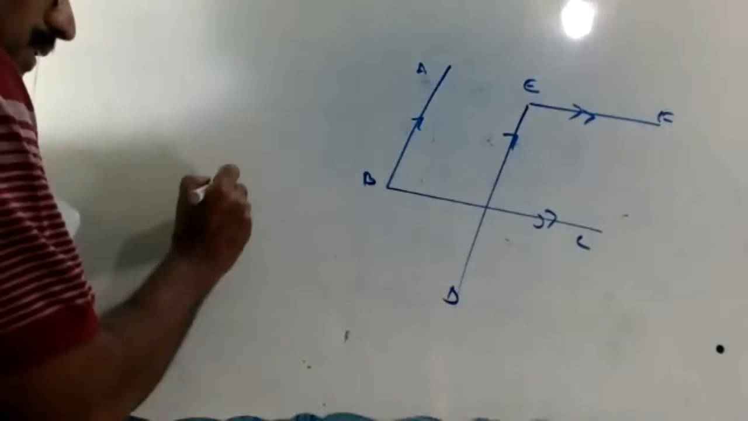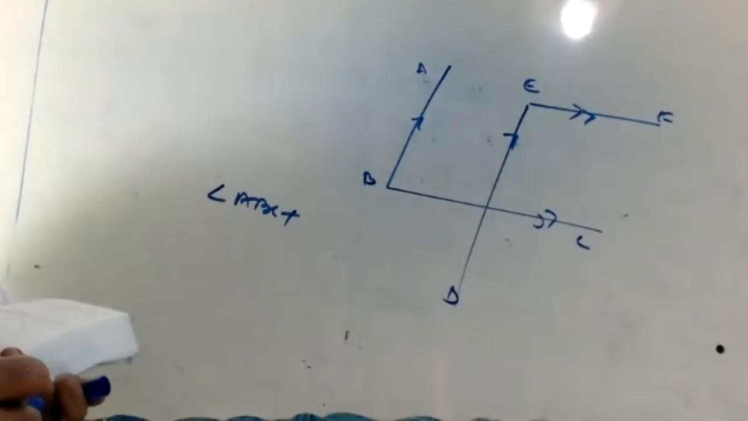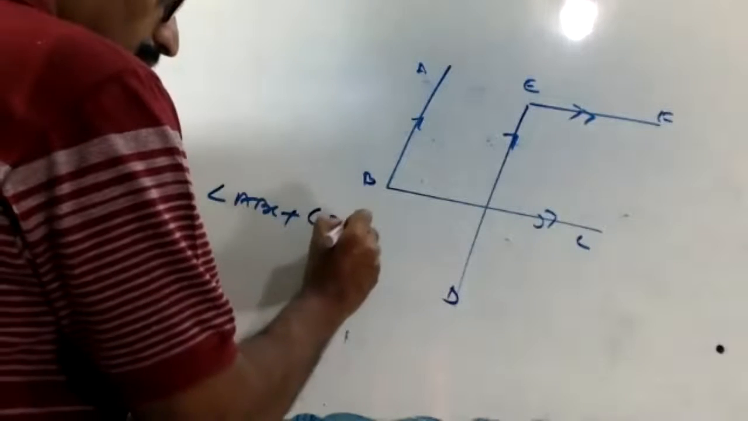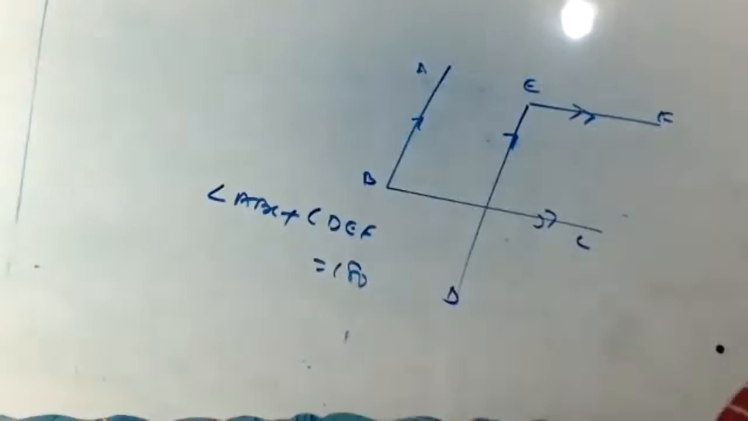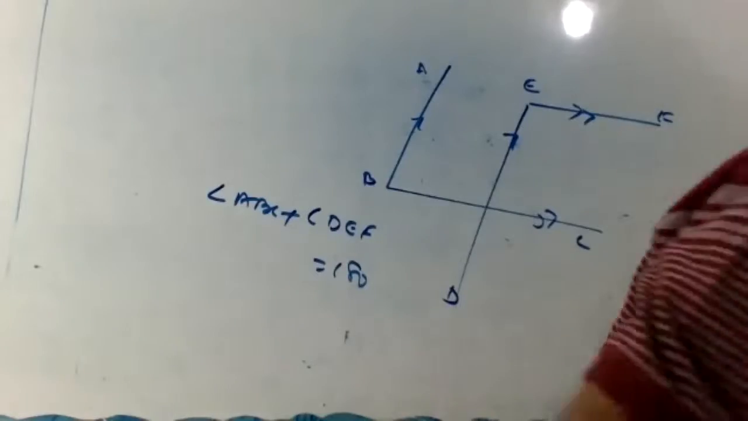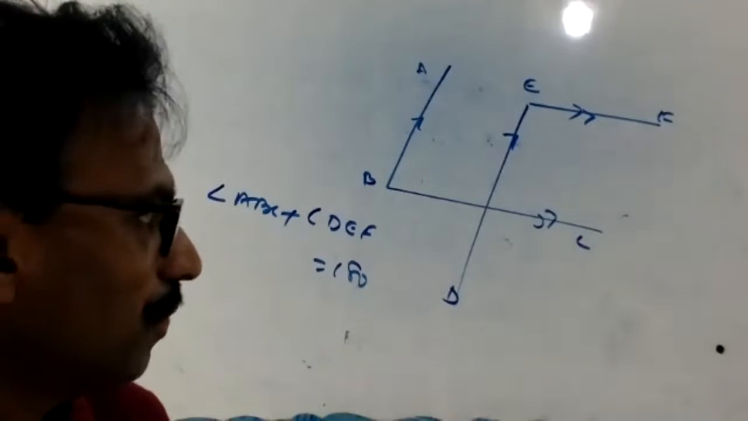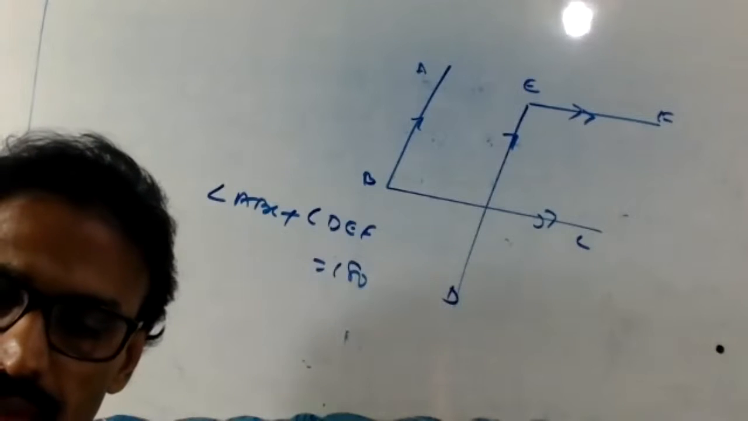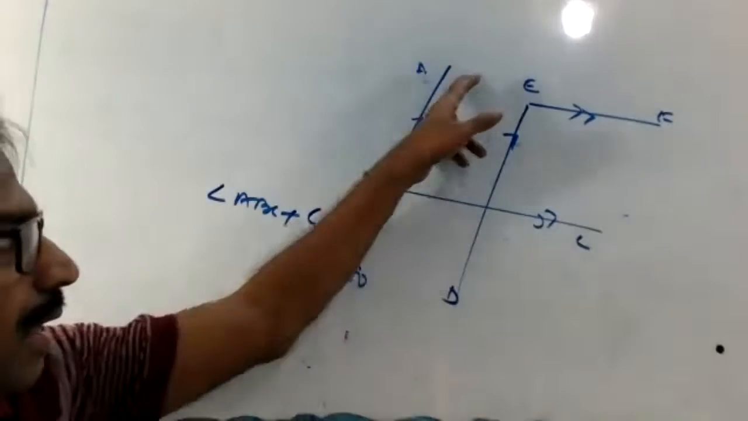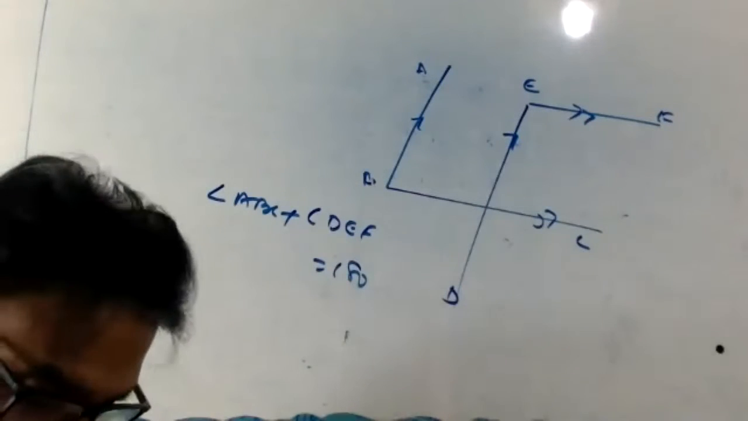Prove that angle ABC plus angle DEF equal to 180 degree. Prove that ABC plus DEF equal to 180 degree. No, we didn't do it. Prove that ABC plus DEF equal to 180 degree. Okay.